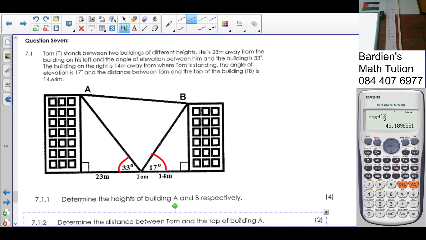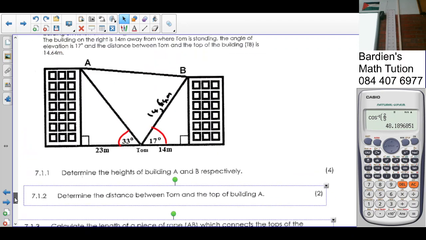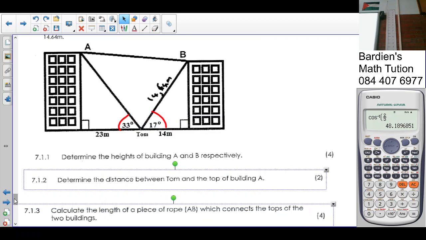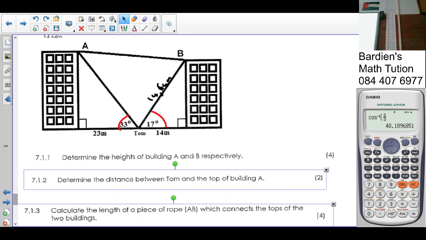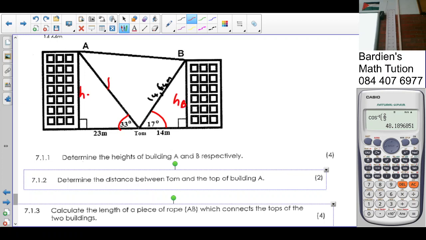So TB, which is not on the diagram, is 14.64 meters. Okay, first question. The question says, tell the height of buildings A and B respectively. So we're going to look at the height of building B. Let's call this HB and HA.